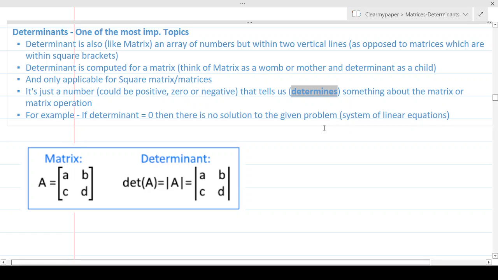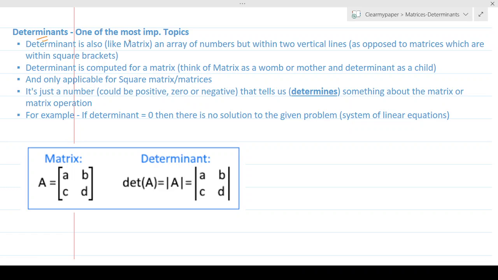The next topic on our crash course on determinants and matrices is the topic determinants itself. And it's one of the most important topics, not only by the topic itself, like talking about determinants at length, but also in the context of matrices. Determinants also kind of play a role.